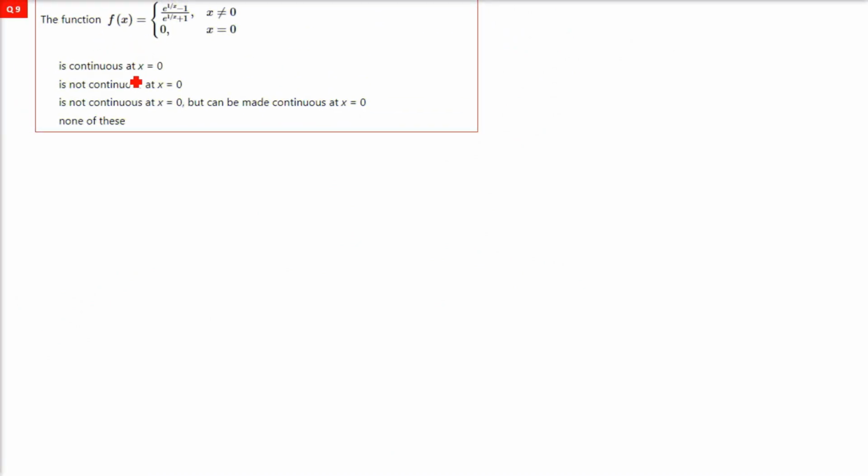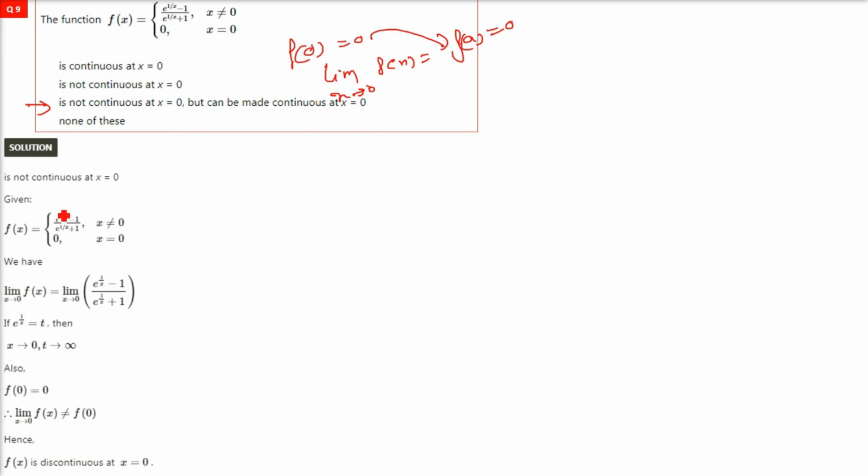Now this question, f(x) is (e raised to the power 1 by x minus 1) by (e raised to the power 1 by x plus 1). So continuity and discontinuity we have to check. So limit x tends to 0 of the above function, let us call it f(x), and this is equal to f(a), where a is 0 in this case. So we just have to find out the limit of e raised 1 by x minus 1 divided by e raised 1 by x plus 1, and then we'll check the continuity at 0 or not.